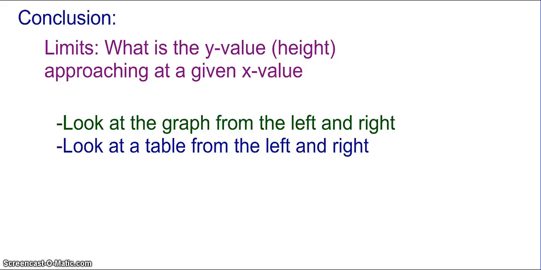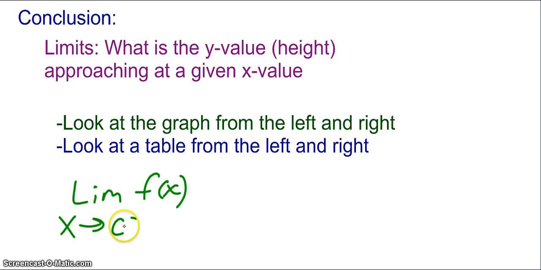We also just talked about the notation for one-sided limits, so we need to make sure we understand that notation, that when we see the limit as x goes to c from the left, that is not saying negative c. That's saying c from the left.